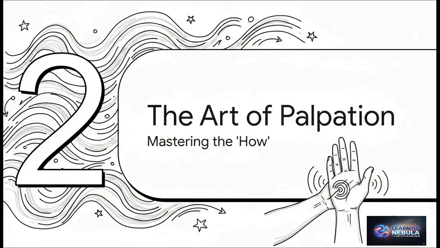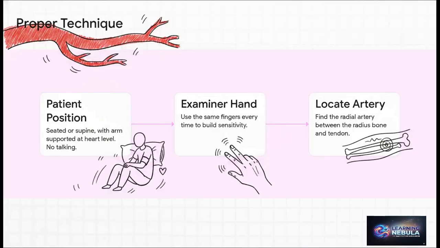Okay, so we've got the why down. Let's move on to the how. We have the theory, so let's get practical. How do we properly feel this complex wave? This breaks down the essentials. First off, your patient should be relaxed, with their arms supported right at heart level. And for you, consistency is everything. Use the same fingers, usually your index and middle fingers, every single time. It helps build the sensitivity you need to pick up on those really subtle changes.